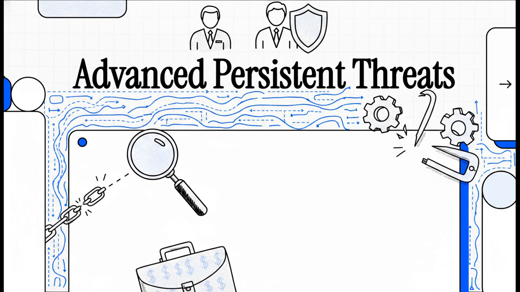We're talking about advanced persistent threats, or APTs. Our goal today is to translate this highly technical threat into clear, actionable business risk so you can actually guide your organization's defense effectively. Let's get into it.